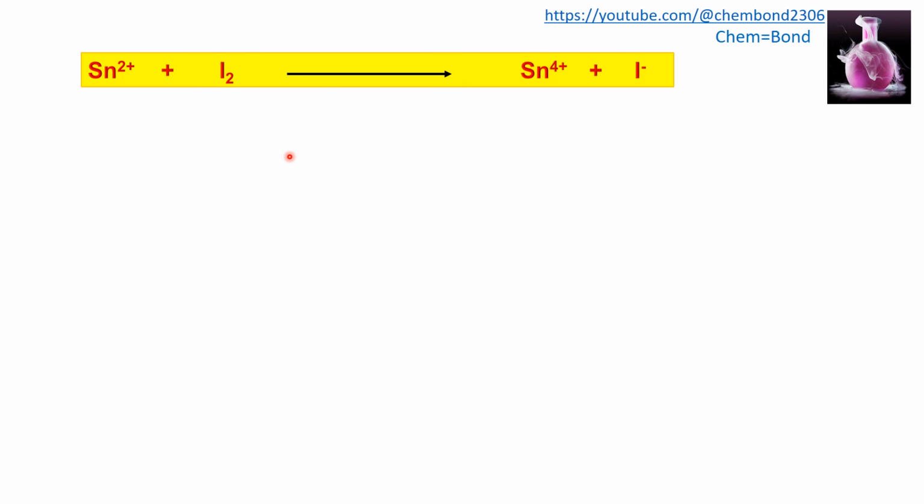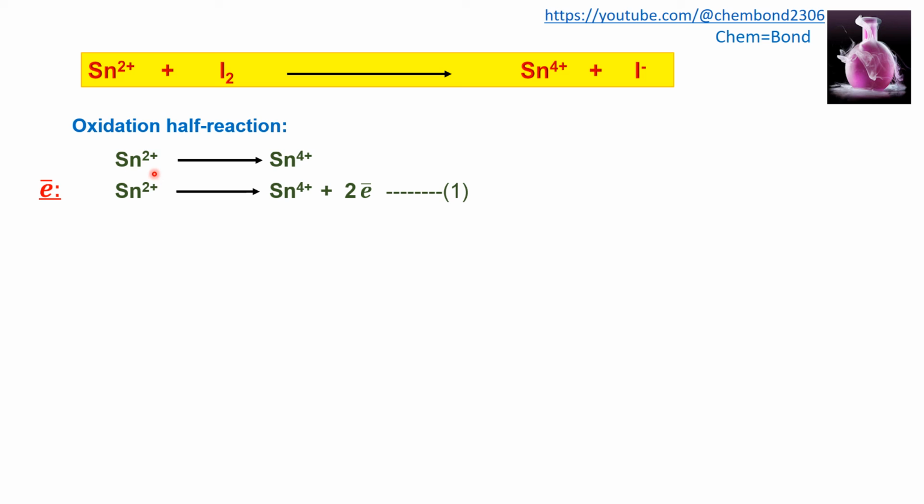So first we will split the reaction. Oxidation half reaction, that is tin plus 2, is converted to tin plus 4. Now we will balance the charge on both sides by adding the electrons. Here are plus 2 and here is plus 4. So we will convert this side to plus 2 by adding 2 electrons. So 2 minus and plus 4 will produce 2 plus, and 2 plus is on the other side.